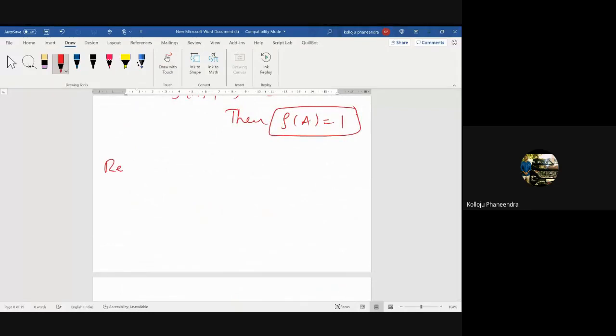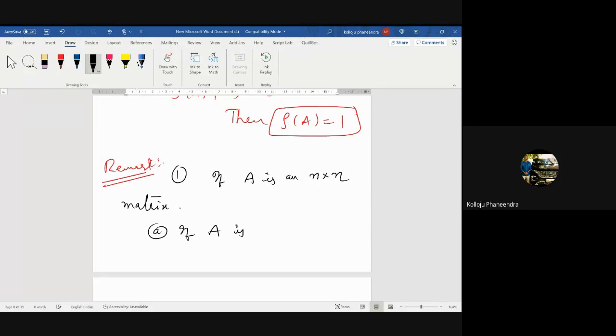Again, remarks. These are GATE questions. In rank, previous GATE questions are like this. One by one, I will list. If A is an n by n matrix. The first point is, I think you know singular matrix and non-singular matrix.